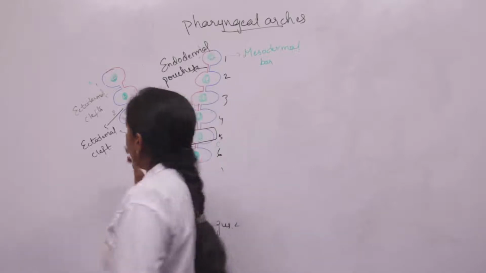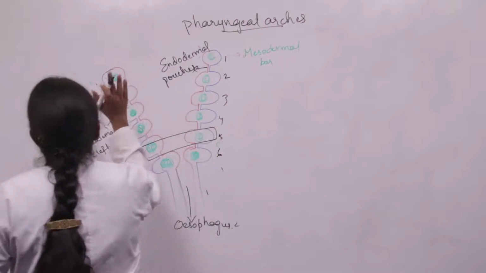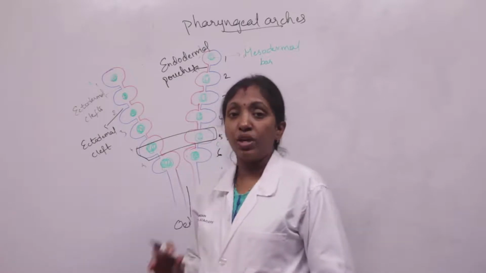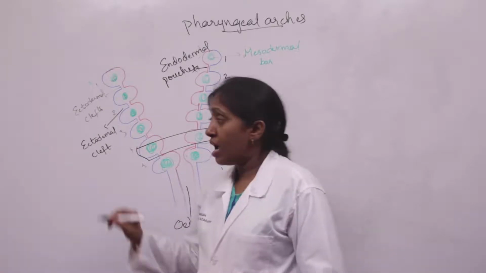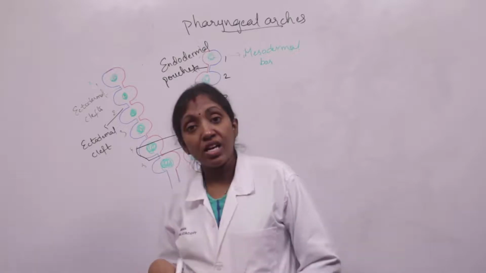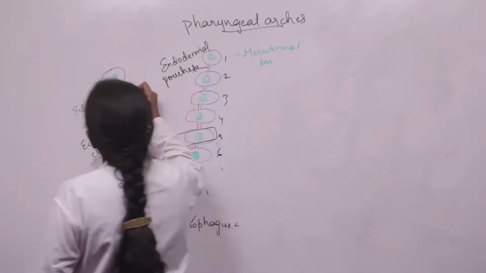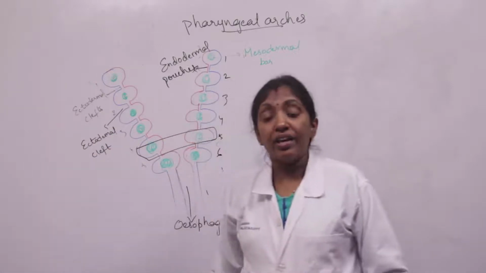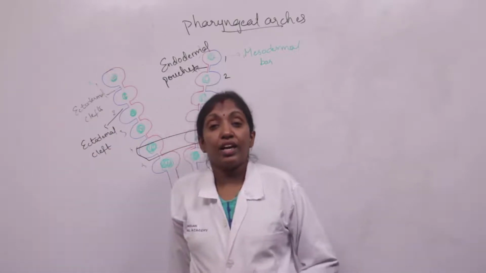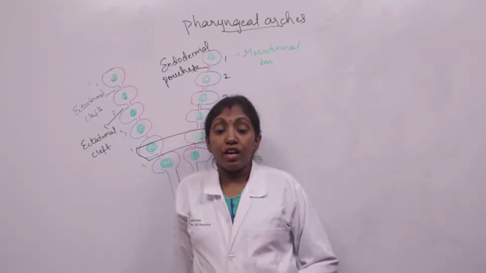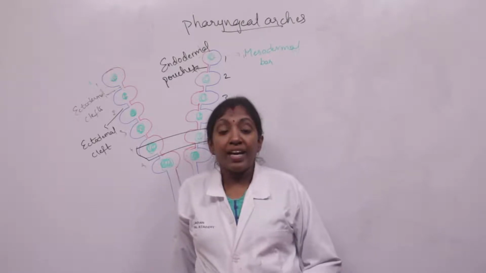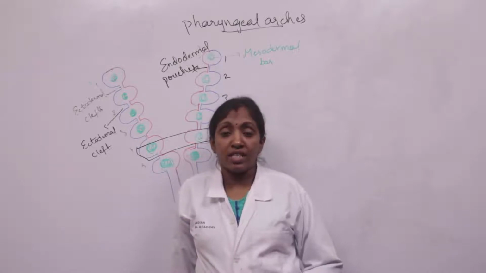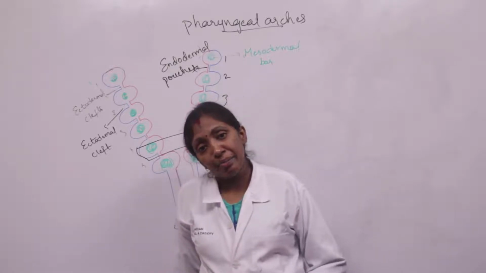And only the first ectodermal cleft persists, and all the remaining ectodermal clefts degenerate. The first ectodermal cleft forms the cuticular layer of the tympanic membrane. We know that the tympanic membrane is a derivative from all 3 germ layers. It is derived from ectoderm, endoderm and mesoderm.